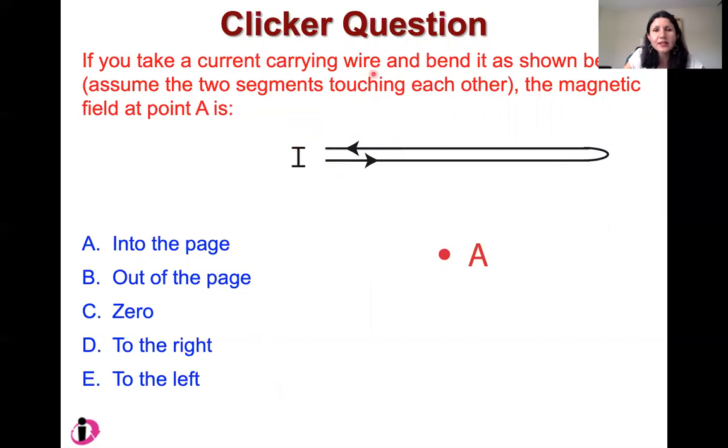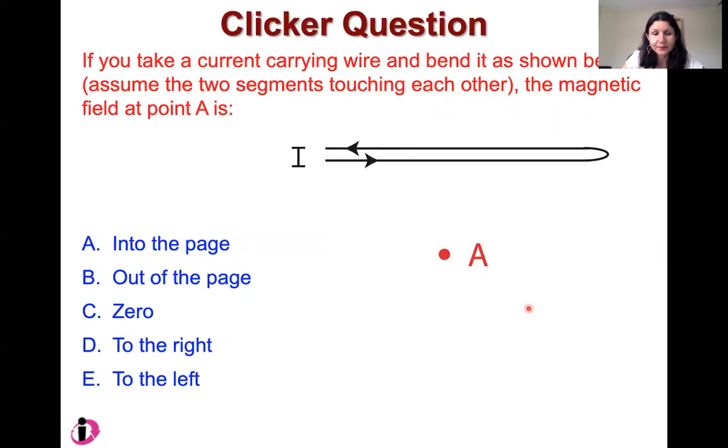So if you take a current carrying wire and bend it like shown here, now assume that these two are actually right on top of each other. So you take a wire and you really place them on top of each other. I drew them slightly separate to really show that it's all one wire that was bent, but really picture that there's no separation here. So now I'm asking you, what is the magnetic field at this point A?